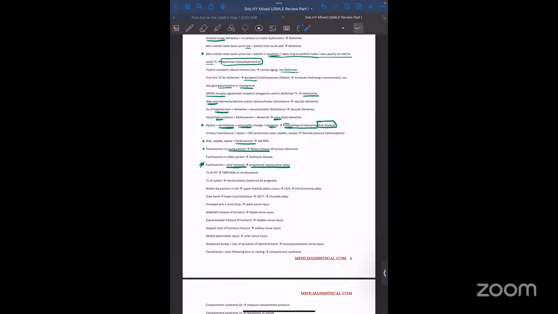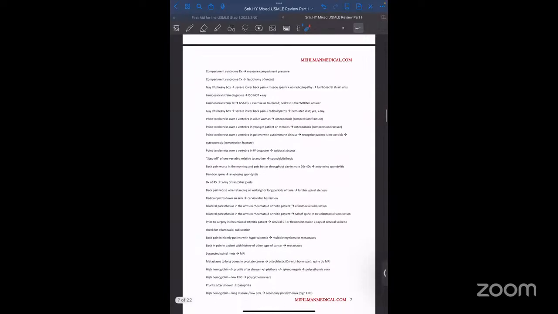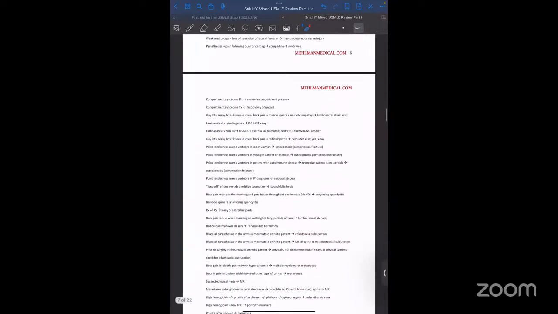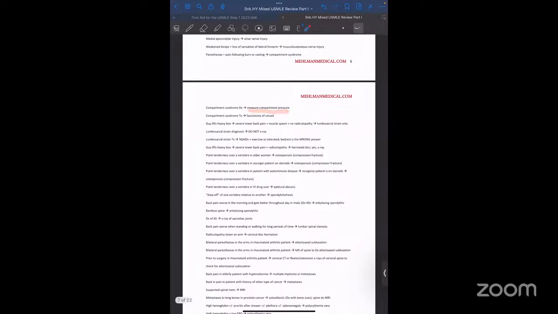Paresthesias plus pain following burn or casting. Compartment syndrome. Paresthesias plus pain following a burn, okay, because fluid will fill up, or a casting for some fracture. That is compartment syndrome, okay. Next, compartment syndrome diagnosis, measure compartment pressure. Compartment syndrome treatment, fasciotomy or uncast, like remove the cast, I believe.